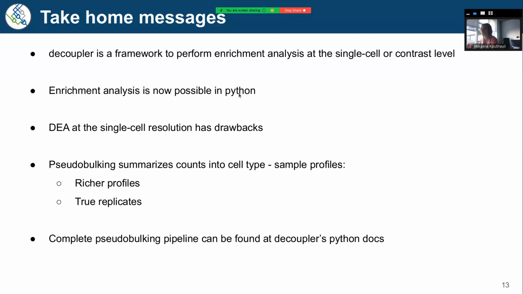So we spend a lot of time on scalability. It works in single cell. Differential expression analysis at the single cell resolution has some limitations. One way to contrast this is to use pseudobulk, which basically summarizes the counts into cell type and sample profiles, providing richer profiles so we don't have so many dropouts. And we have the actual true replicates in that information. We have a complete pseudobulking pipeline that can be found at Decoupler's Python documentation.